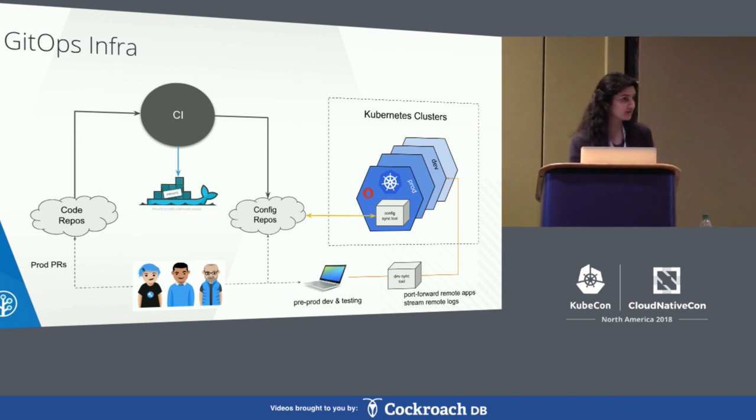Similarly, the cluster config, such as Kubernetes manifests for deployment files or services or load balancers or ingresses, is also kept in source control. And those repos are also watched by similar but other kinds of controllers that can update the cluster config as soon as you push changes to those repos.